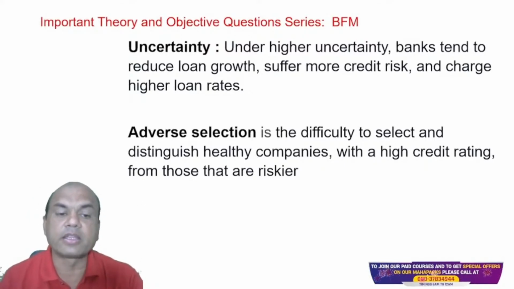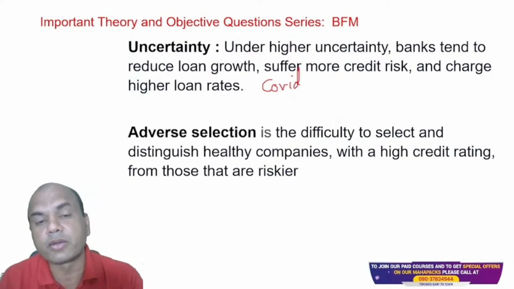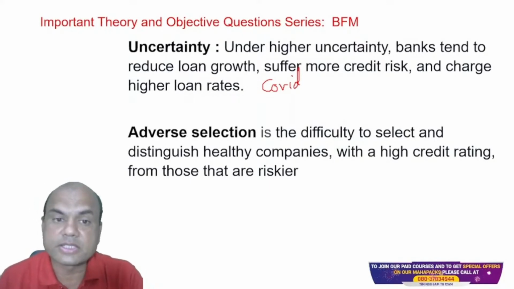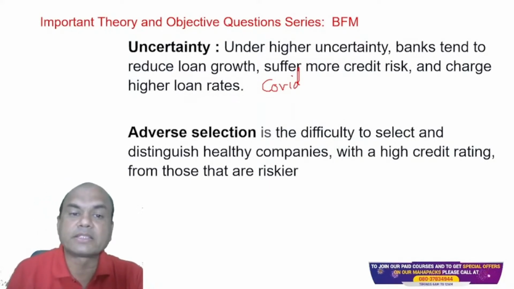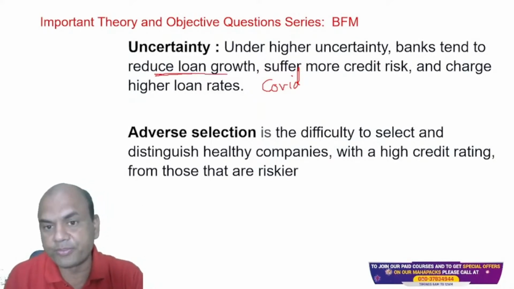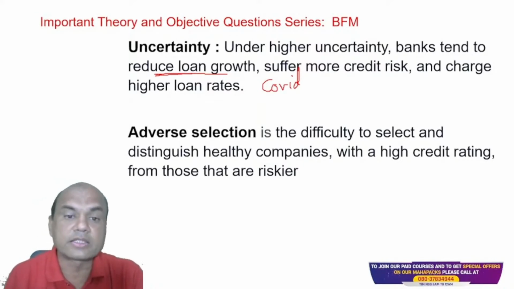Uncertainty means, like in COVID situation, there was a huge uncertainty, right? Because banks were very afraid whether the loans given will be repaid back or not. So that was the uncertain situation. So under such situations, what happens? Banks tend to reduce their loan growth. They tend to reduce their loans, right? Suffer more credit risk, because there were huge NPAs during that COVID situation, and charge higher loan interest.